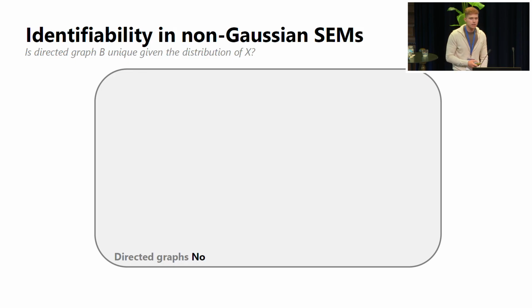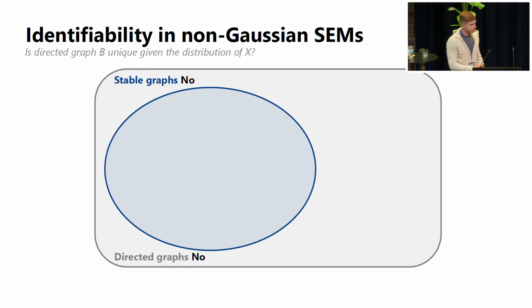However, stability alone is not enough for identifiability. What we mean by identifiability, for those who don't know, is whether we can distinguish the ground truth graph from the observational data distribution. So if we had the universe of all directed graphs, we would not be able to distinguish the ground truth, because there could be 2 or more graphs generating the same data distribution. The same, unfortunately, holds for stable graphs.